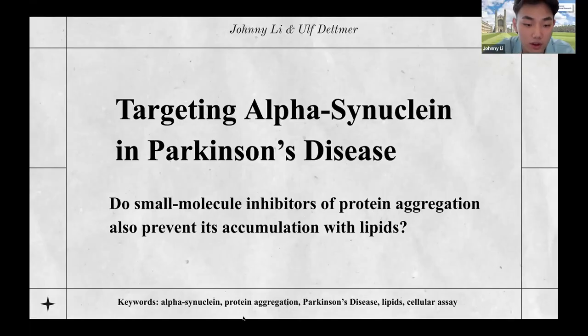More specifically, the research question that I pursued along with my professor, Dr. Alf Detmer, was: do small molecule inhibitors of protein aggregation also prevent its accumulation with lipids? Some of the key words that we used are alpha-synuclein, protein aggregation, Parkinson's disease, lipids, and cellular assay.